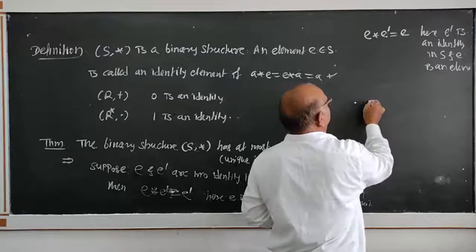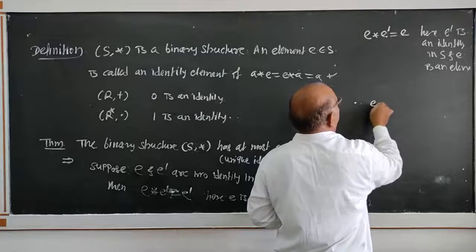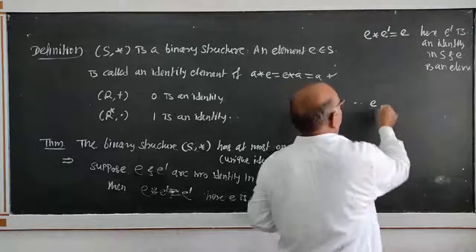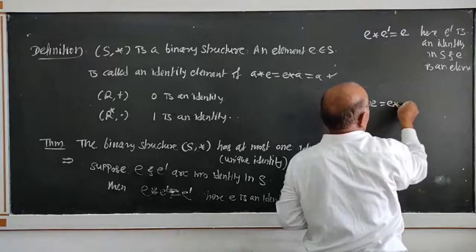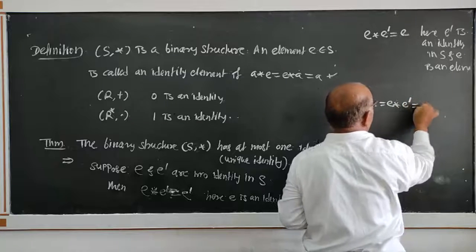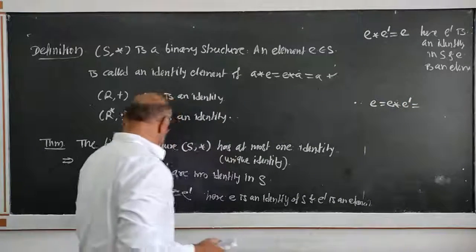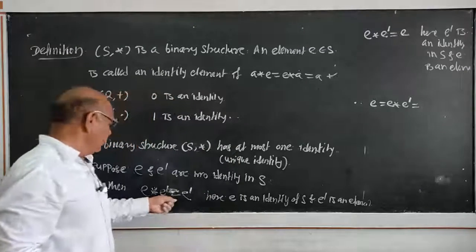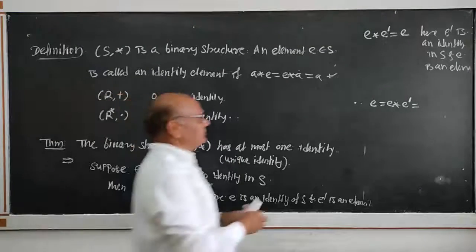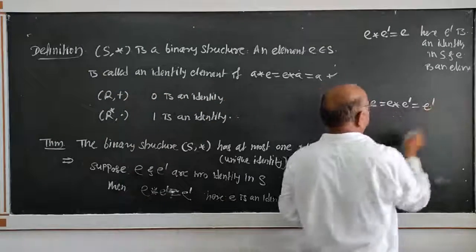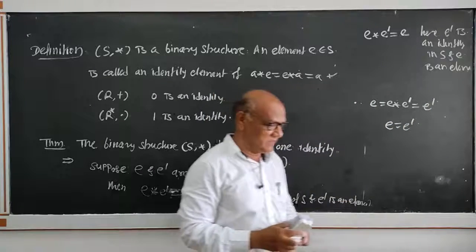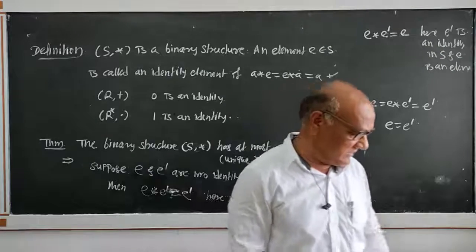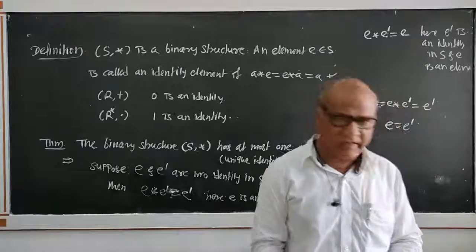Therefore, here we get e is equal to, from this, e is equal to e star e dash is equal to, again from this relation we get e star e dash is equal to e dash. That means e is equal to e dash. This gives e dash is the unique identity.